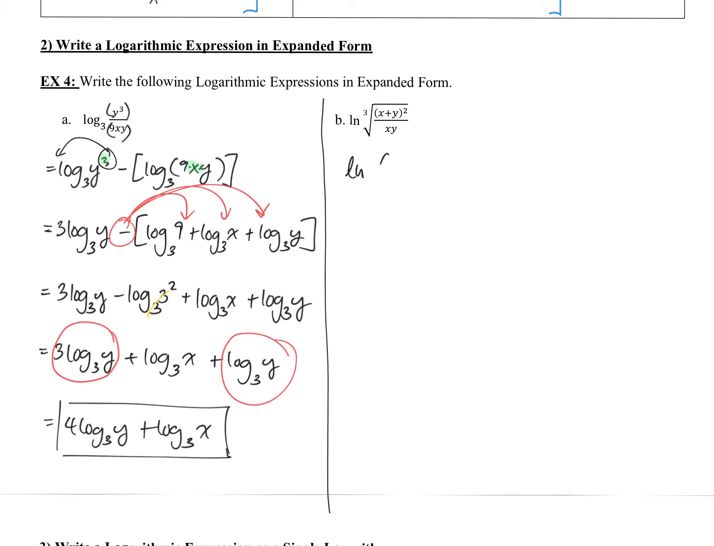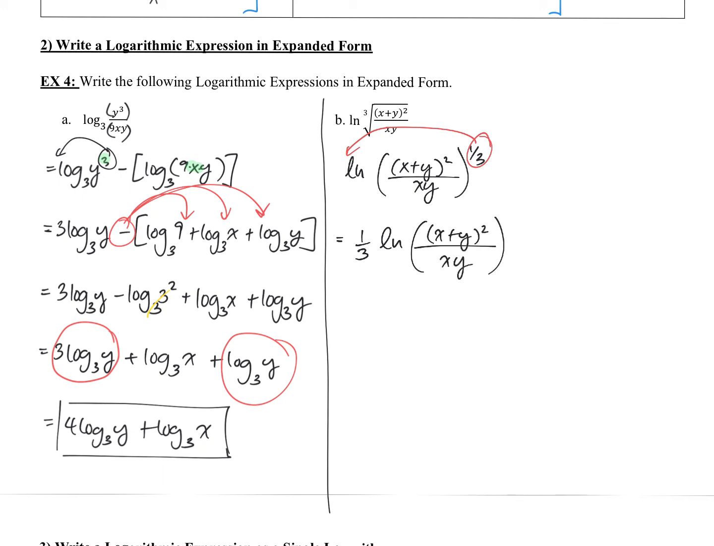So this will be the natural log of x plus y squared divided by xy to the 1/3 power. Then we'll use the power rule and bring this out to the front. So it'll be 1/3 times the natural log of, and now we have just our argument hanging out. Are we done? The answer is no. Why? Because we have a division in the argument and we still have multiplication in the argument. We need to get rid of those. Go ahead and pause the video, see if you can simplify this by yourself, and check in with me in a sec.